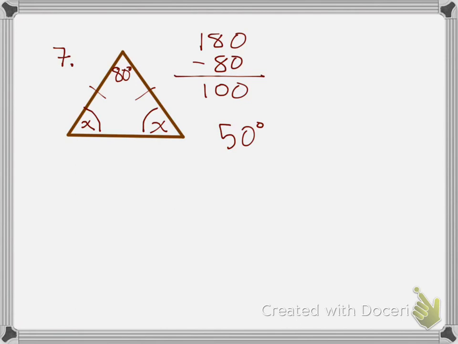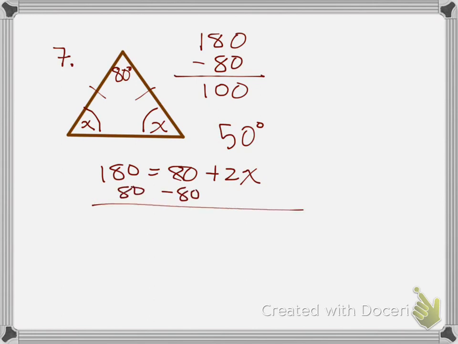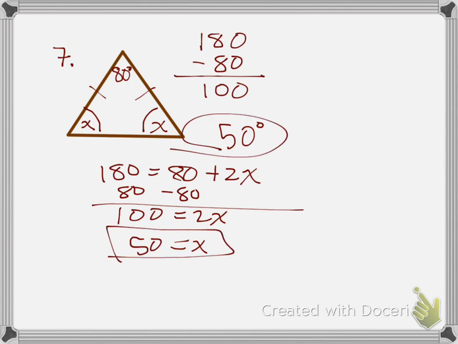If you like a more algebraic approach, then we'd say 180 equals 80 plus 2 times x. We would subtract 80 from both sides and get 100 equals 2 times x, and then divide both sides by 2 and get x equals 50. So either way, just thinking our way through it or solving it algebraically, we get 50 degrees.